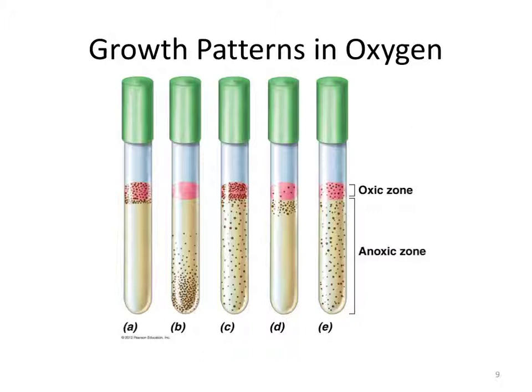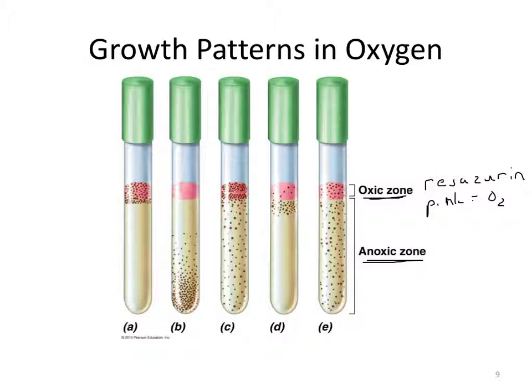And what you see is this pink oxic zone, okay? It's pink because they're using a redox indicator called resazurin, okay? And it's pink when there's oxygen present, okay? So we've got oxygen present in the pink zone. Just beneath it, we have a little bit of oxygen, and lower down, we're in the anoxic or oxygen-free zone.